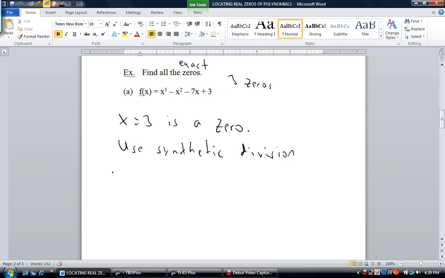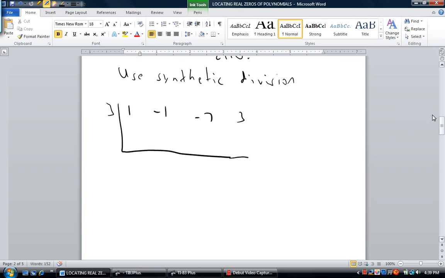Since I have a 0, that goes on the outside of the synthetic division sign. Then my coefficients of the polynomial go inside, including the signs: 1, -1, -7, and 3. So all we're doing is breaking it down. Bring down the 1, multiply 3 times 1 is 3, add -1 and 3 and you get 2, multiply 3 times 2, which is 6, add -7 and 6, which is -1, multiply 3 times -1, we get -3. When you add, you better get 0.